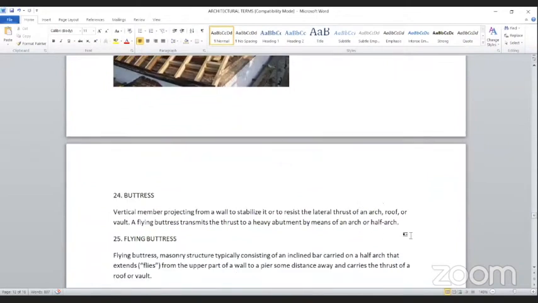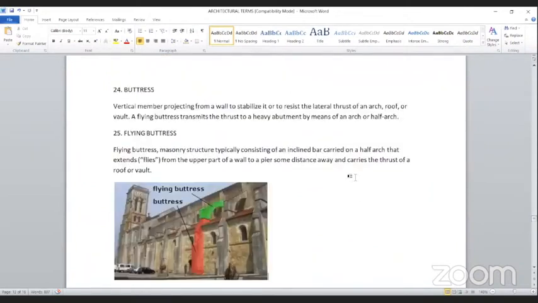Okay, buttress and flying buttress. I've included both of them together so that you can see the difference. Buttress is a vertical member projecting from a wall, to stabilize it or to resist the lateral thrust of an arch, roof, or vault. Okay, it is a vertical member, as you can see. It is used to support the roof, not so much an arch here.